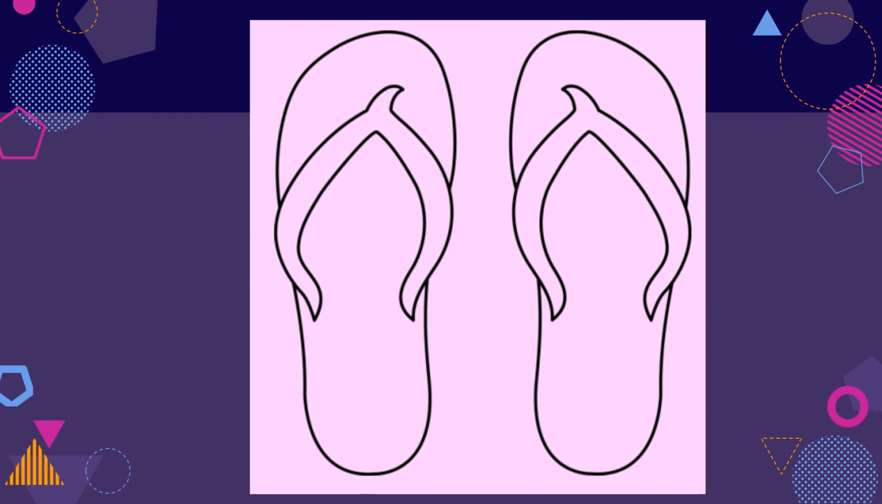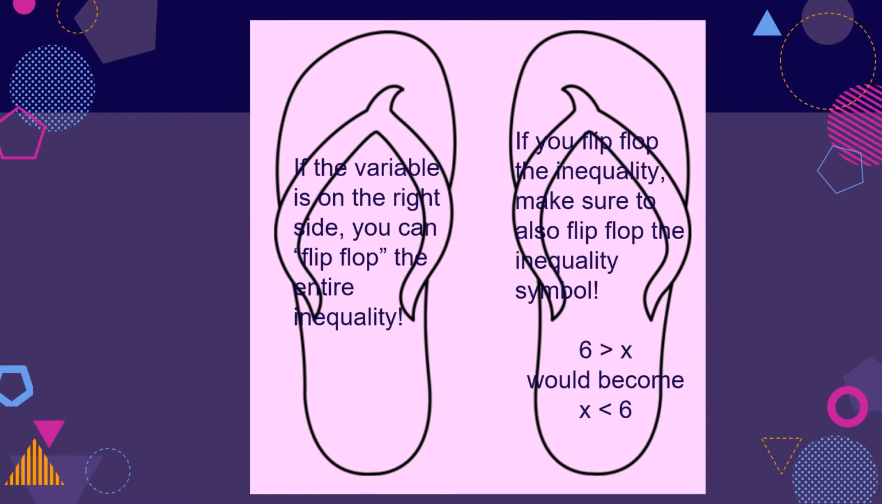Below that, let's talk about the flip-flops. The flip-flops are just an analogy. If you need to pause this video to jot this down, please do so. But we're really just saying if the variable's on the right, you want to flip-flop everything, meaning flip the letter and the number and the symbol.